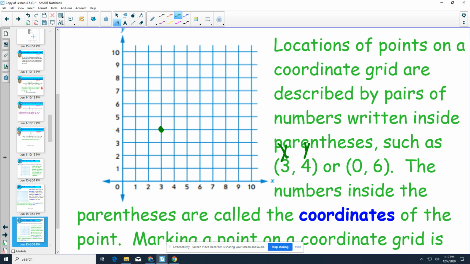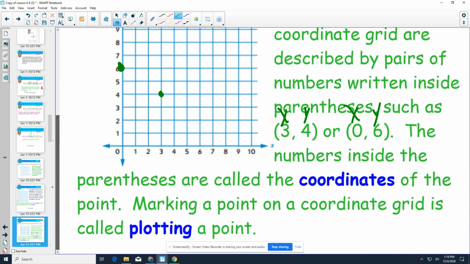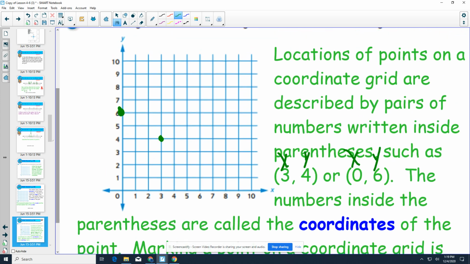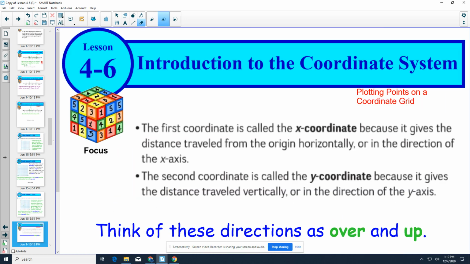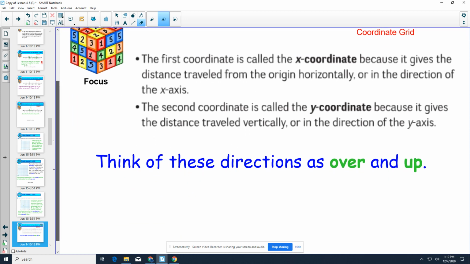Okay. The next one I see here is (0, 6). So if it's a 0 for the x, I'm not going over at all. I'm staying right where I'm at, and I'm going up 6 spots. So 1, 2, 3, 4, 5, 6. And the numbers inside the parentheses are called the coordinates, right? So marking a point on the coordinate grid is called plotting the point. Now, I don't want to do something like this and draw lines and all those things. You want to make sure you're not doing that because it will be confusing on the data. And sometimes you want to connect those points to make a graph.